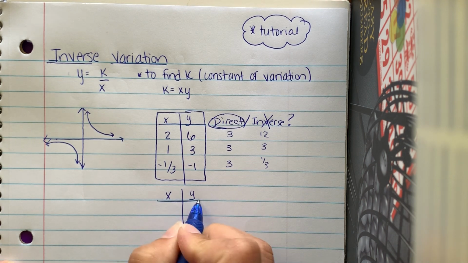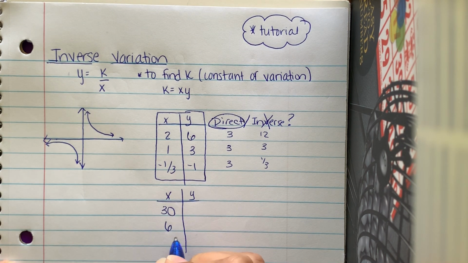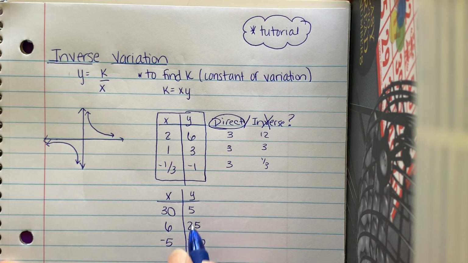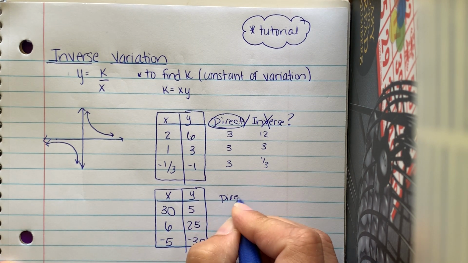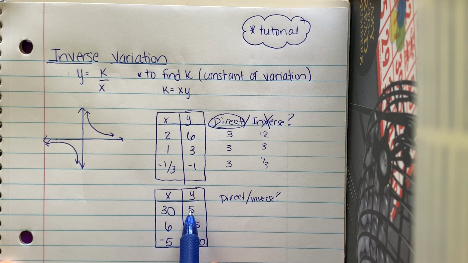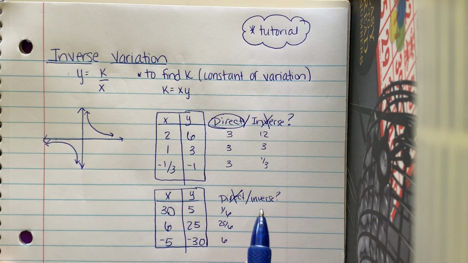I'll show you another example, and of course you're going to already assume that this one's going to be inverse, and you may be correct. So I'm just going to create a table of values. And so now if I take a look, the question is, is it direct or is it inverse? Well, if I divide y by x, I get 1/6, I get 25 over 6, and I get 6. So they're all not the same, so they're not constant, so it's not direct.